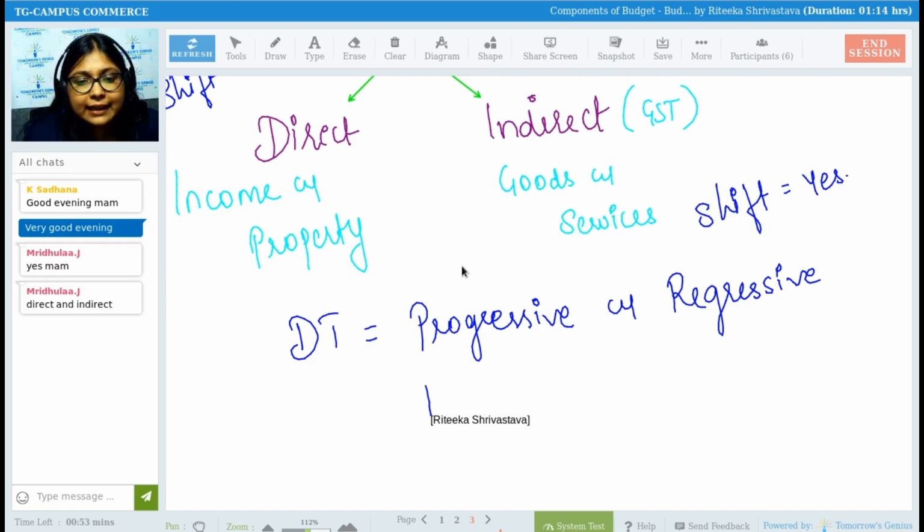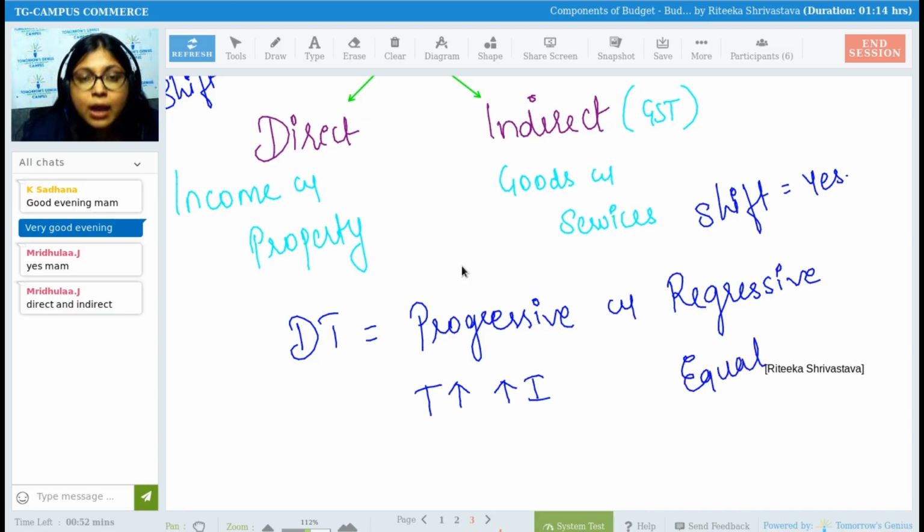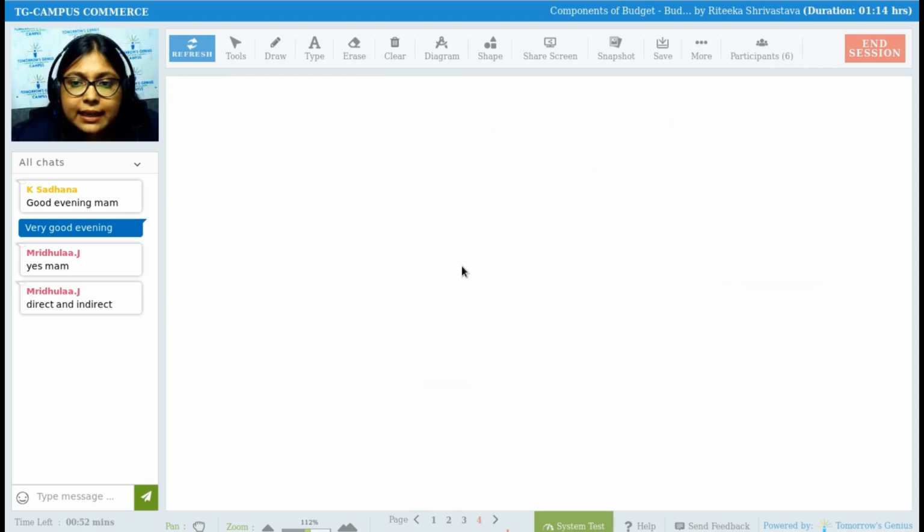Progressive means direct tax increases with increase in income. As in, when your income increases, direct tax will also increase. So that is why direct tax is of progressive nature. Regressive means at times there are some kinds of taxes which are the same for each and everyone, be it a poor person or a rich person. It is going to be the same for every one. So that is why we say direct tax can be of progressive nature, and it can be of regressive nature.